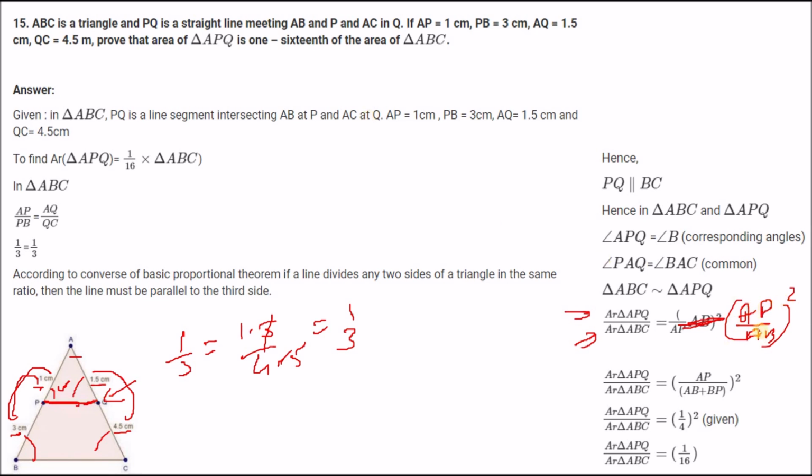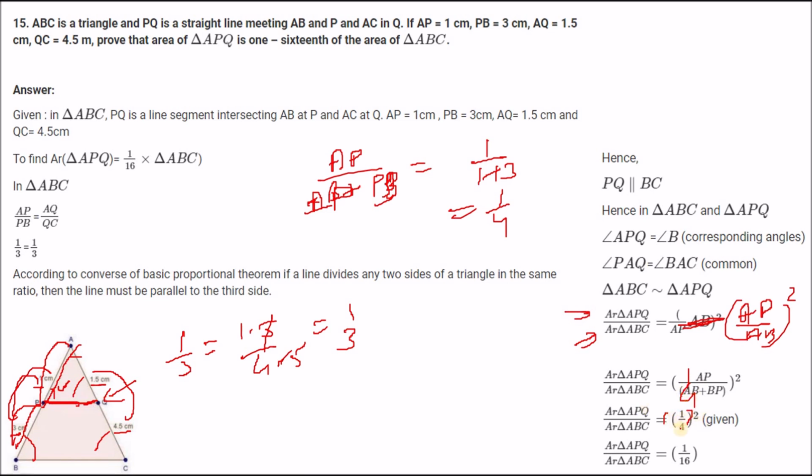Now AP and AB, what is AB? AB is AP plus PB. This whole line is AP plus PB. What is AP? It is 1, given in the question, and this is 3. So 1 plus 3, that is 1 by 4. So let us put 1 by 4 here, and we have to take the square also. 1 by 4 square is 1 by 16. So now the ratio is 1 by 16, which means the area of APQ is 1/16 that of the area of ABC. This is what is sought in the answer.